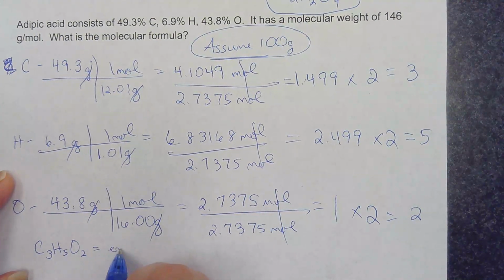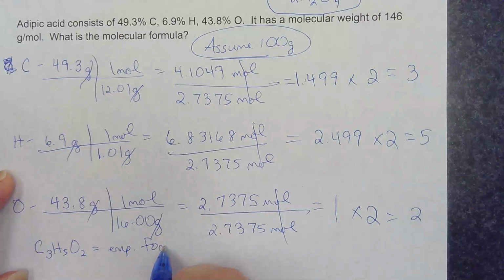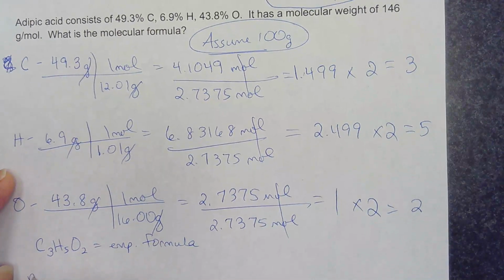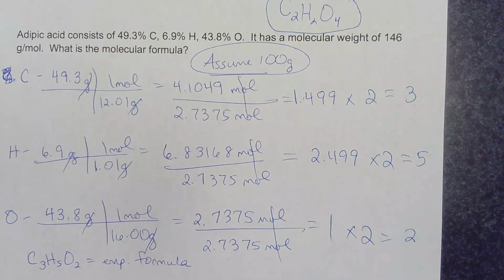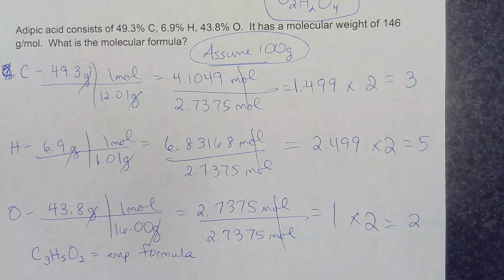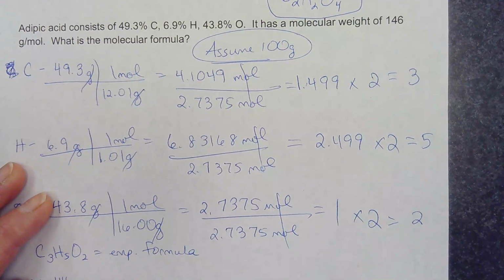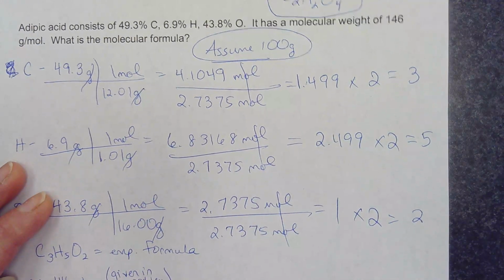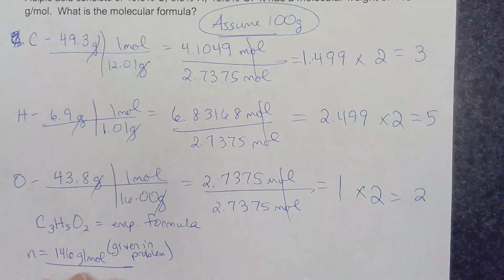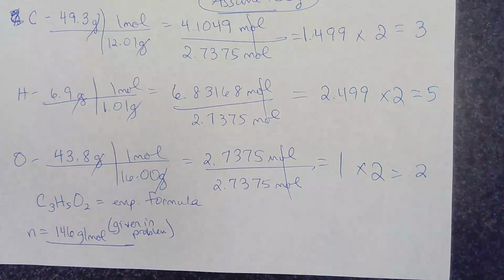So C3H5O2 equals what? Empirical formula. N equals, what goes on top? 146. Where did that come from? The problem. So 146 grams per mole given in the problem. I'm going to repeat myself 10 times on that because that's what you'll forget. You'll be like, where did that number come from? I don't know where that came from. It's in the problem. I give you the top number.